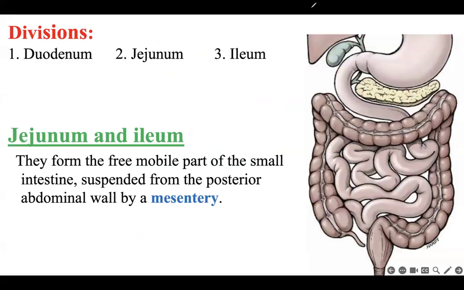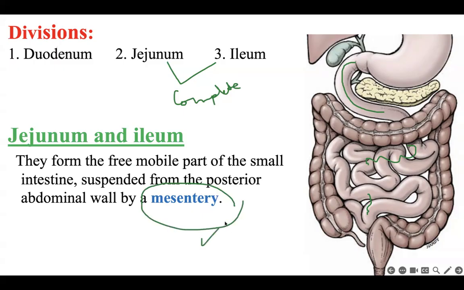The small intestine has three parts. The first part is the duodenum, then the jejunum, and finally the ileum. The jejunum and the ileum have their own peritoneal covering, completely covered by peritoneum, and it is named mesentery. It is very important to allow free mobility of the small intestine, and it is fixed by the mesentery to the posterior abdominal wall.